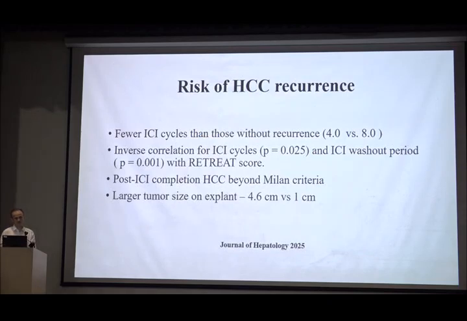Now coming to the risk of HCC recurrence, fewer the ICI cycles, more was the chance of recurrence, 4 versus 8. There was an inverse correlation between the ICI cycles and the ICI washout period with the RETREAT score. The RETREAT score is a composite score made up of 3 components and is a predictor of HCC recurrence after liver transplantation. It includes the AFP value at the time of transplantation, the number and size of the tumors, and also the presence of microvascular invasion in the histology. The higher the score, the more the risk of HCC recurrence. So there was an inverse correlation with the ICI cycles. That is, if the cycles are fewer, the score is higher and the recurrence risk is greater. Also, the lower the ICI washout period, the higher the score, and the more the risk of HCC recurrence.